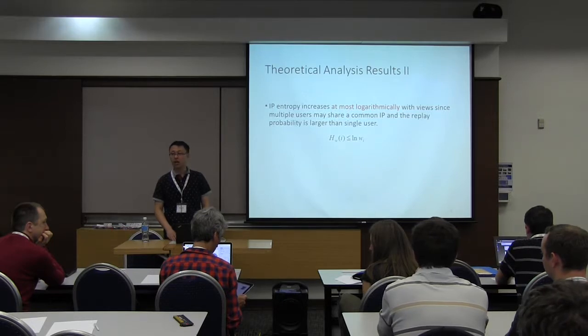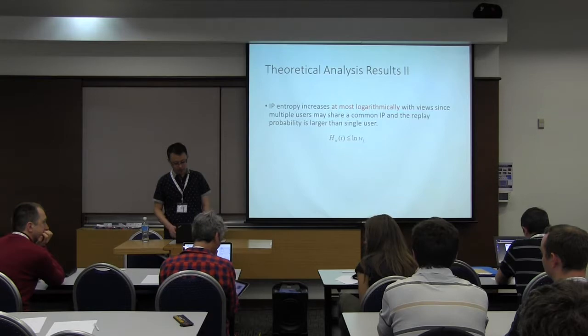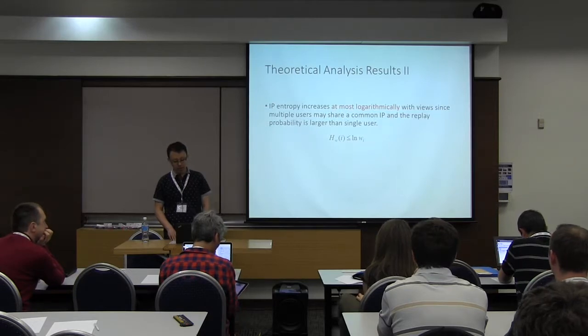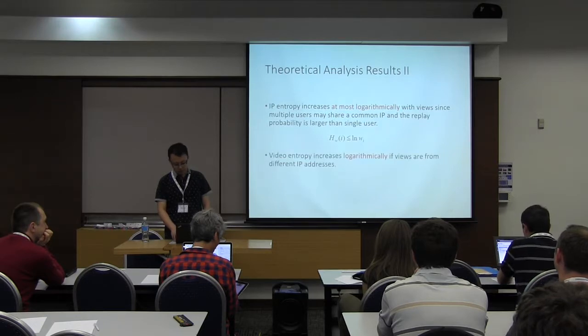But the challenge is that because of the existence of NAT, it's possible that multiple users will share a common IP address. That means it's normal for an IP to replay a video again and again. So the entropy value of the IP address and the video will be lower than the bound, even by the view count.